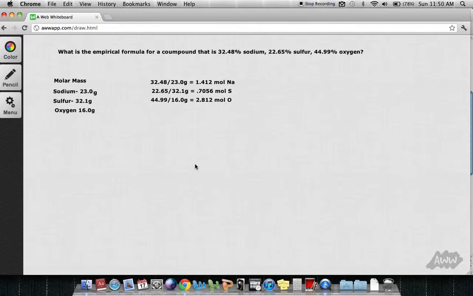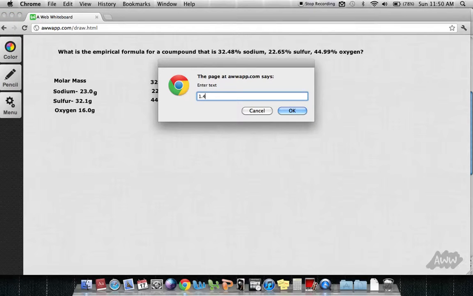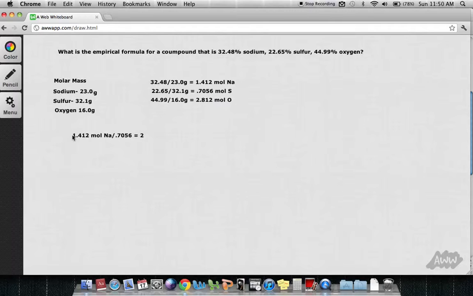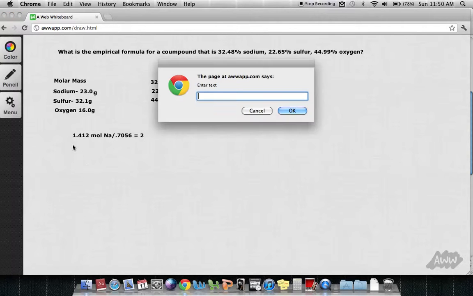Now that you have the moles, you have to divide each of those numbers by the lowest number of moles you have, which would be sulfur, 0.7056. So now it would be 1.412 moles of Na divided by 0.7056, which would equal approximately 2. And then 0.7056 moles of sulfur divided by 0.7056, which would obviously equal 1.